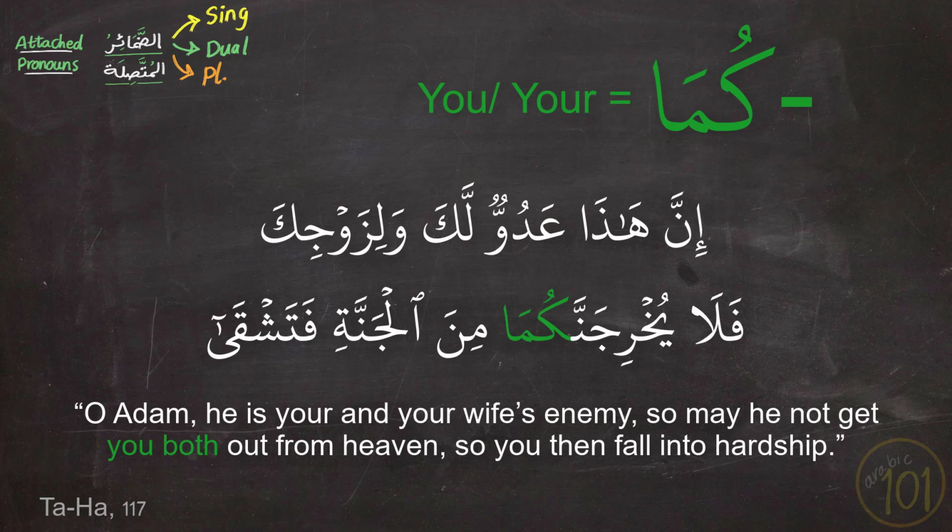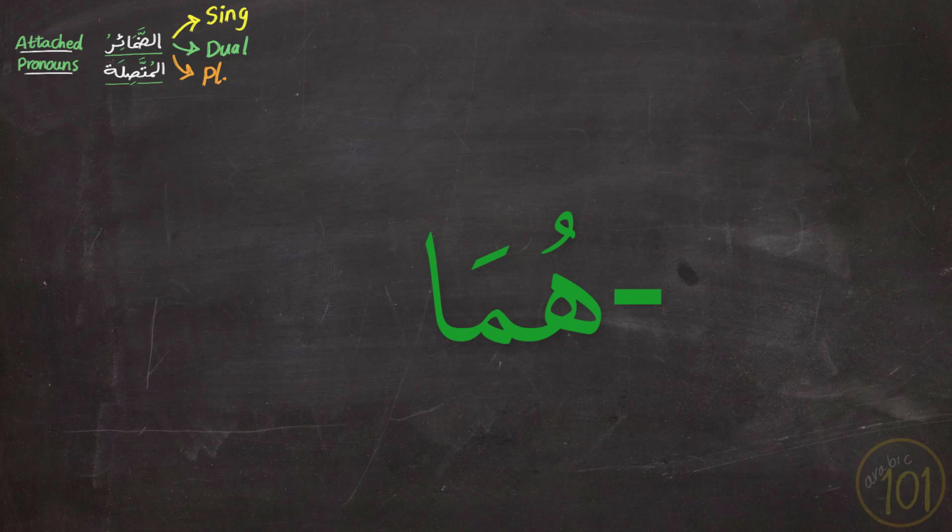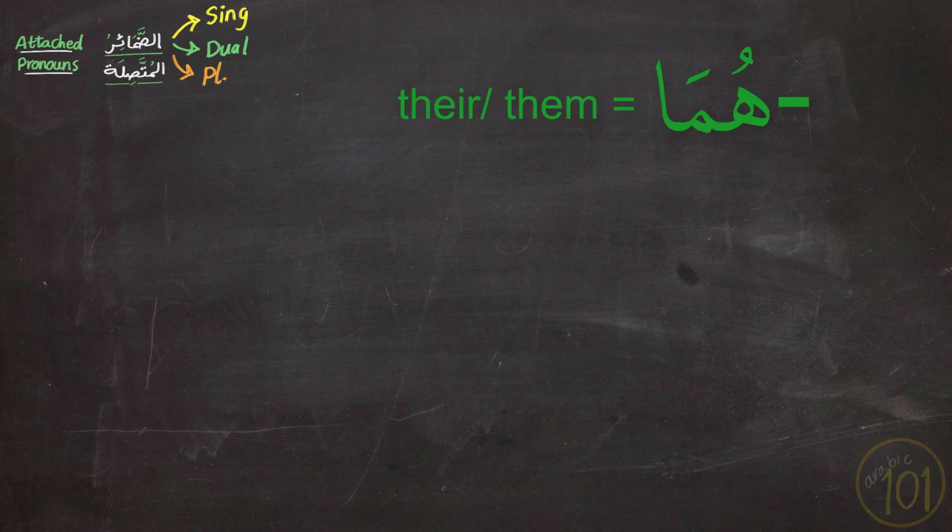And if it was not directly talking to two people, and you would be talking about two people, you would then use the suffix huma, which would then be attached to the end of verbs or nouns, with the meaning of their or them for the dual form, like in this example.